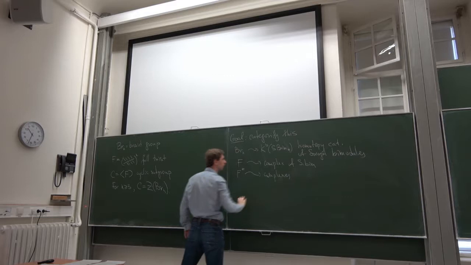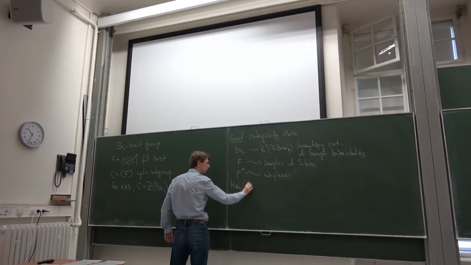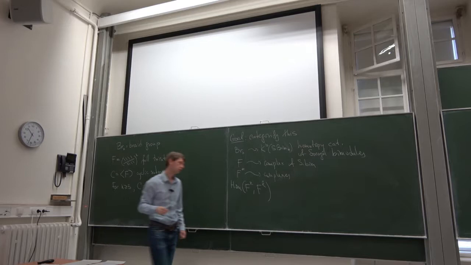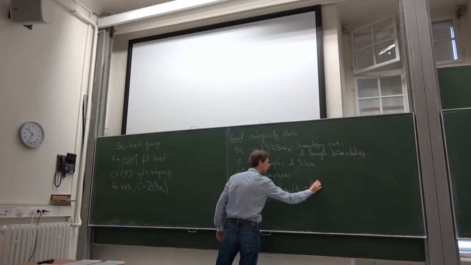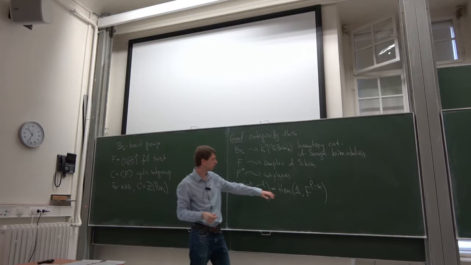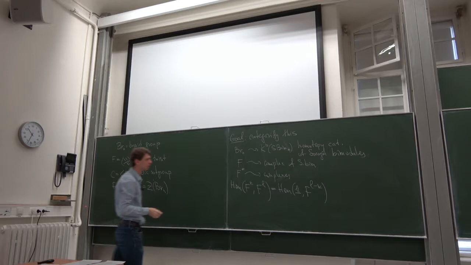And then the main question for today will be computing the Hom between F to the k and F to the l for all possible pairs of k and l. And so, because this is invertible, we can actually say that this is Hom from identity to F to the power l minus k. So really we want to compute this for all k and l, but we want to compute this for just the difference of k minus l.